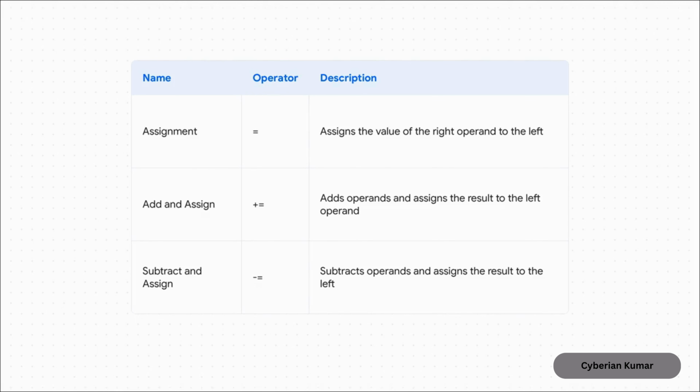Next, let's talk about assignment operators. Their whole job is to put a value into a variable. Think of it like putting something into a labeled box to use later. The single equal sign is the one you'll see the most. But there are also these really nifty shortcuts like plus equals or minus equals that do a little math and then save the result all in one step.